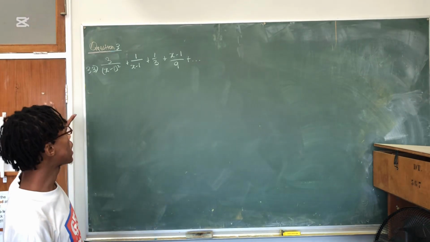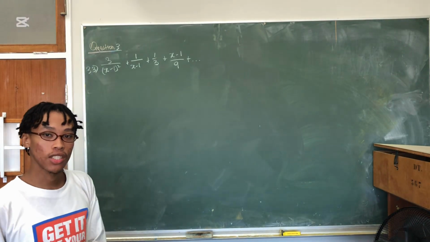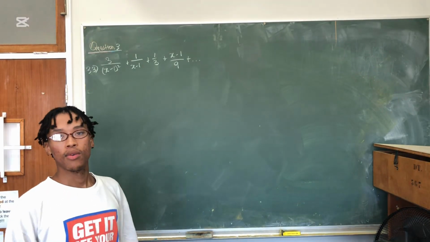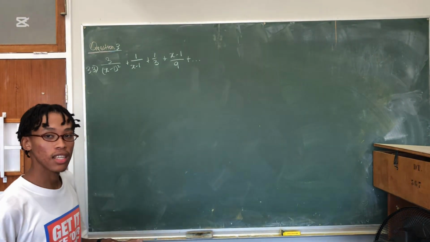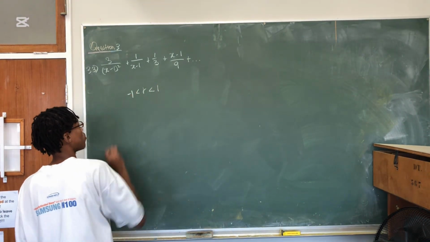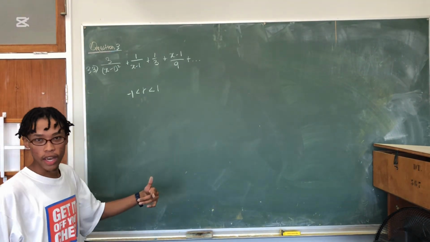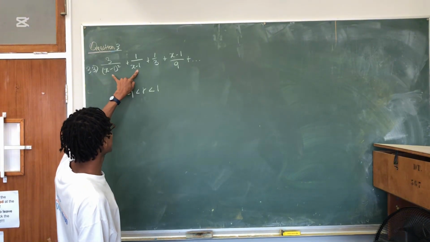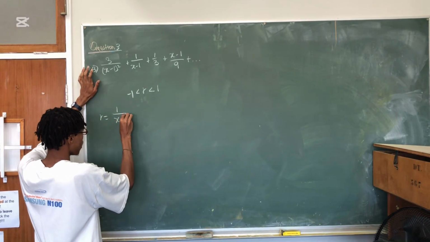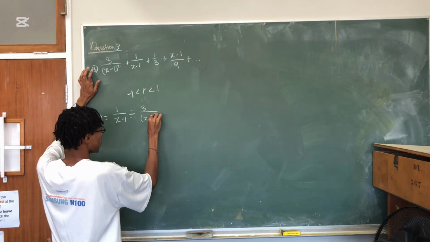For this question, we are told that this is a geometric sequence, but not only a geometric sequence, a convergent geometric sequence. We know that if the sequence is convergent, that means that our ratio is less than 1 but greater than -1. So the first thing that we're going to do is find the ratio to solve for x. We'll take the second term and the first term. Ratio is equal to 1 over (x - 1) divided by 3 over (x - 1) squared.